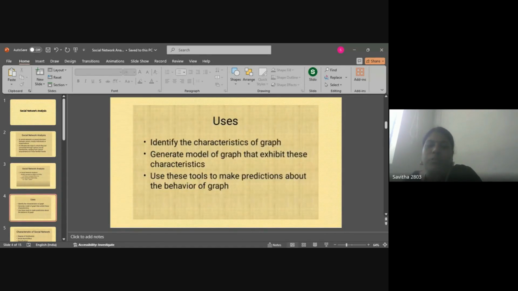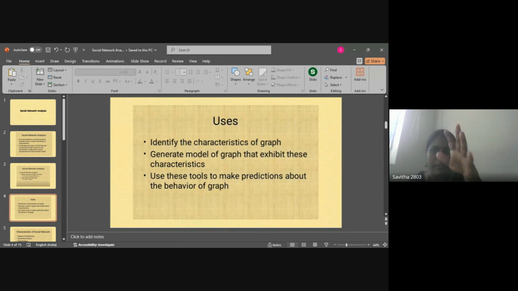So the uses of social network analysis are: we need to identify the characteristics that a particular graph or social network has, and we need to create one particular model for that graph with certain characteristics, and also we need to make some predictions about the behavior or pattern of the particular graph. So those are the uses of social network analysis.